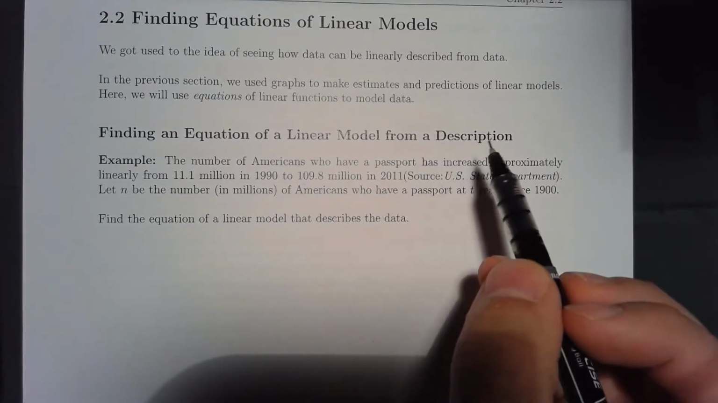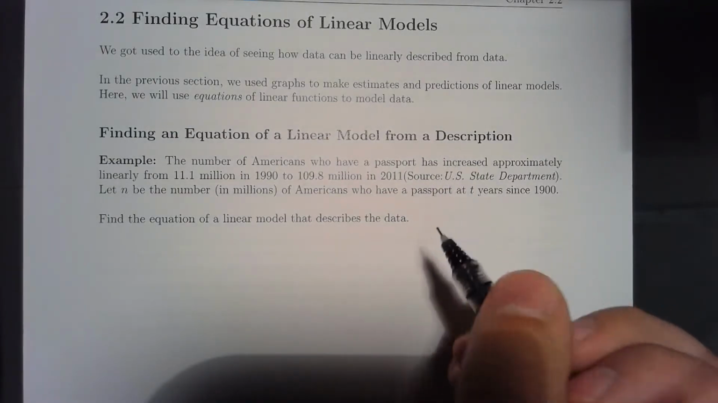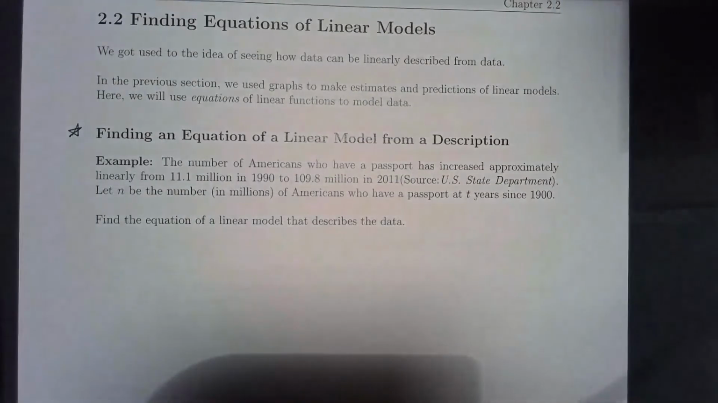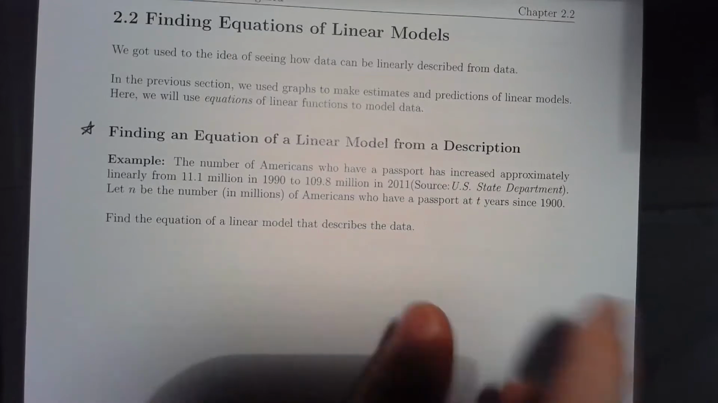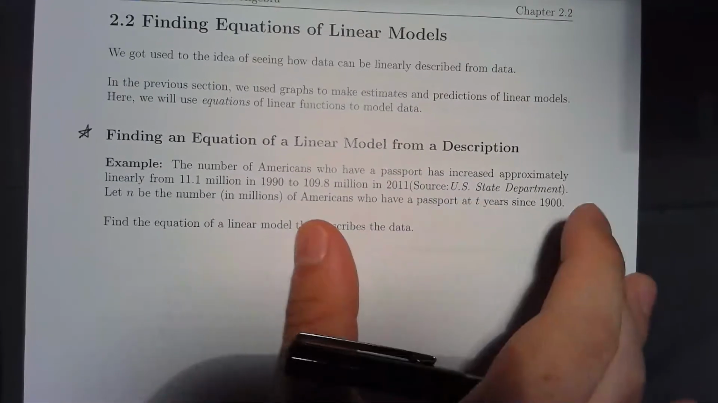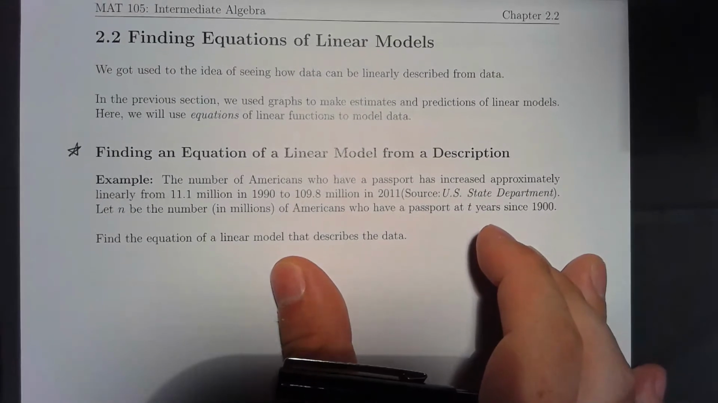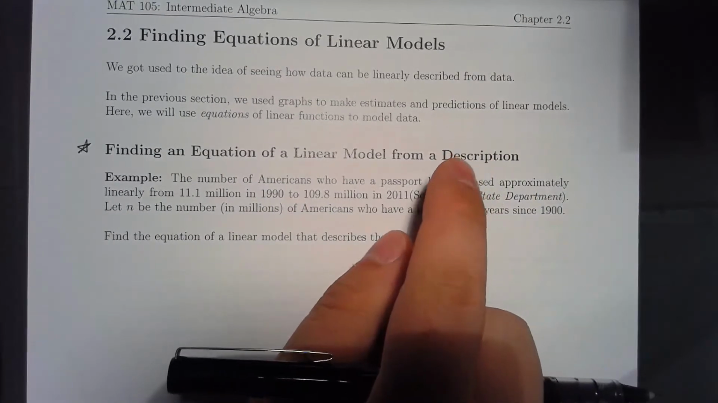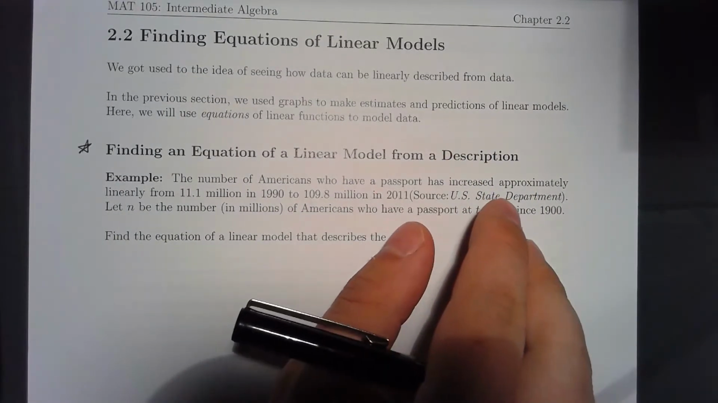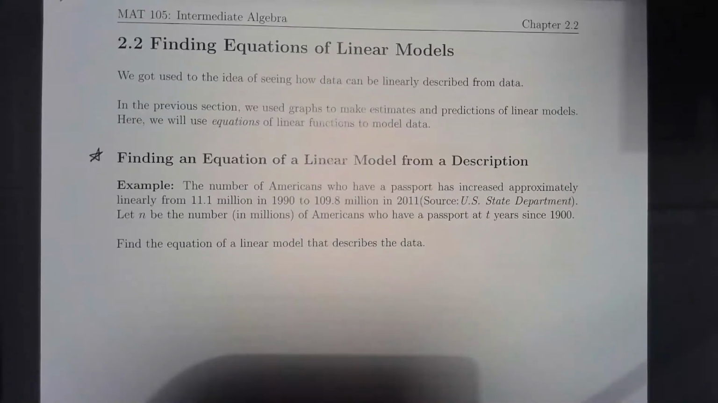So from a description, let's look at this one. If I have a description and I want to get a linear model from it, and you'll see later getting a model from data by hand, they're going to involve the techniques that we learned in chapter 1. You know how to find the equation of a linear model. Use the slope formula, and you could either use the point slope form or the slope intercept form. Either one will work, as you already know.